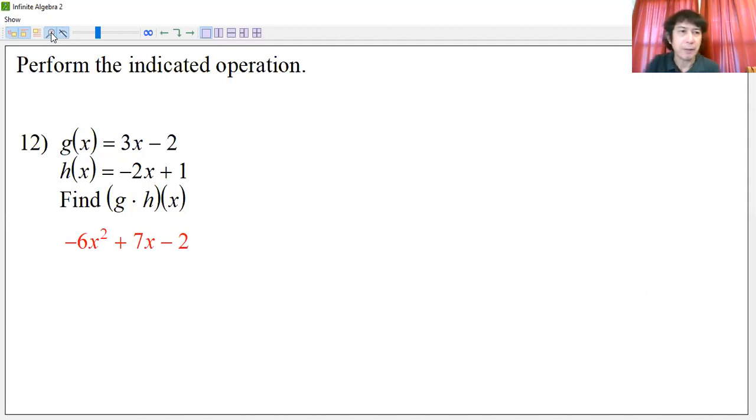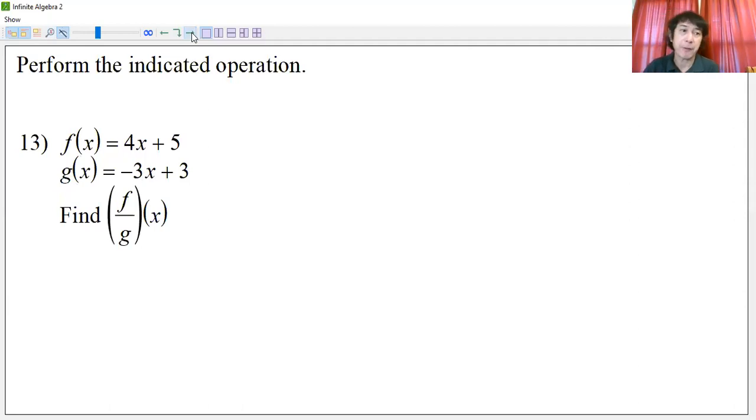All right. Let's do the divide. This goes to number 13. Okay. All right. So here's the first example for divide. It happens to be number 13. So we have f of x equal to 4x plus 5. And we have g of x equal to negative 3x plus 3. And we're asked to find f divided by g on the variable x. There. That means f divided by g. Okay? All right. So we shall do the solution in the paper.